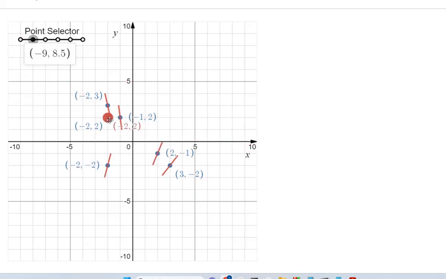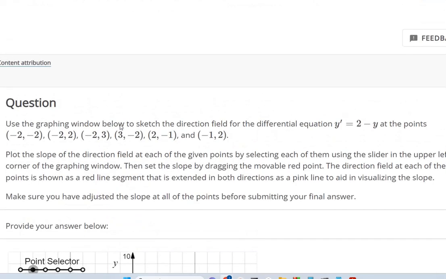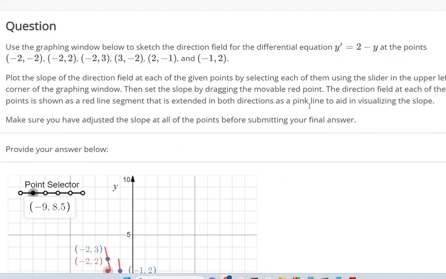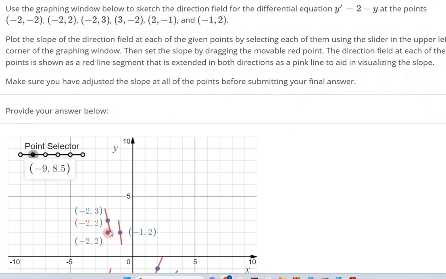So this point up here, -2 comma 2. Let's plug in -2 for x, 2 for y. So 2 minus 2 makes 0. So this slope should be horizontal. Next point. This is at -2 comma 3.